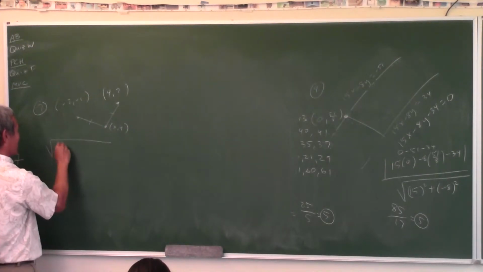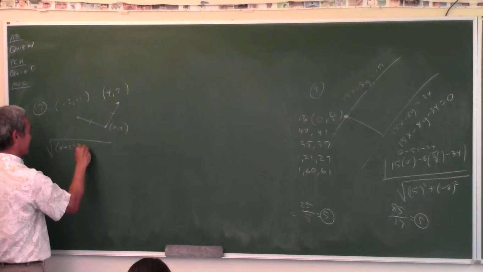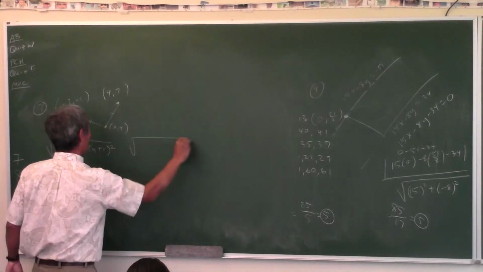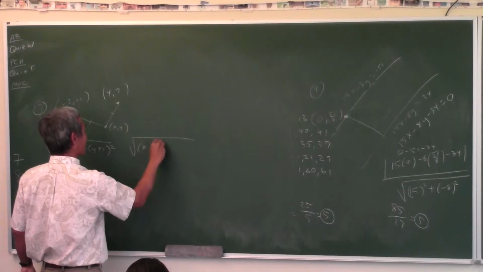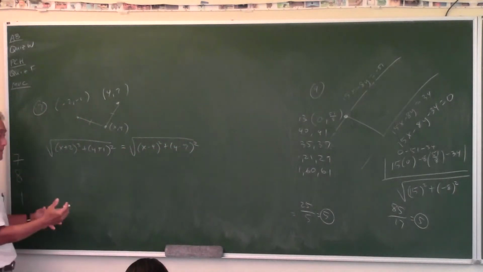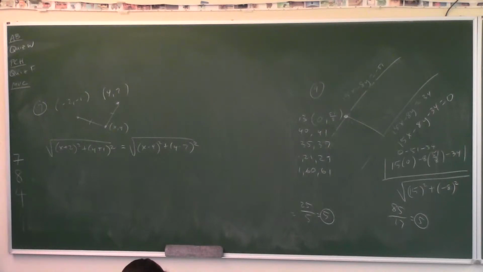So how do you find the distance? Distance formula. I'm just going to do this quickly. How do I find that distance? Square root of (x minus 4) squared plus (y minus 7) squared. And then equidistant means they're equal. How many people did it that way? And then you got the answer, right? No, it's not that hard.